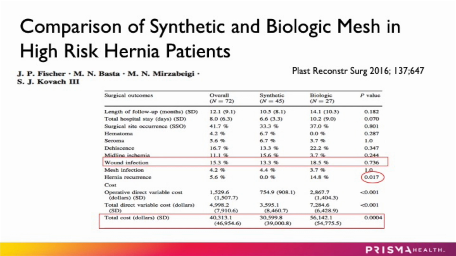Unfortunately, high-level comparative data is not readily available for biologic versus synthetic mesh. In this study by John Fisher, we can see that there is no significant difference in wound infection between synthetic and biologic mesh in high-risk hernia repair patients, but there is a significant difference in hernia recurrence, with biologic recurrence being much higher than synthetic mesh. It's also important to consider the significantly higher cost of using a biologic mesh in these patients.